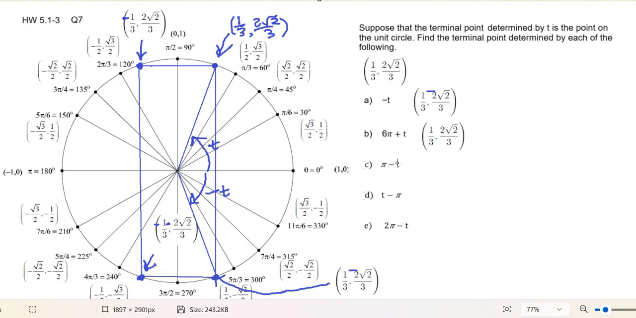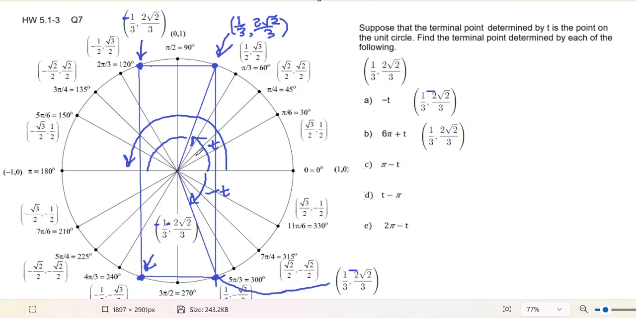Pi minus t. Okay, so pi is 180 degrees. So this is t, and then pi is over here. So pi is 180. And then if we subtract off t, what's left over, which is this right here, that's going to be pi minus t. Okay, except we're having this start from the positive x-axis and not the negative x-axis.